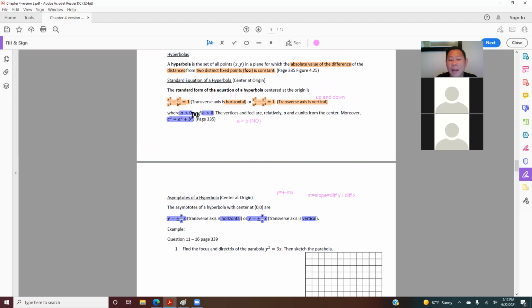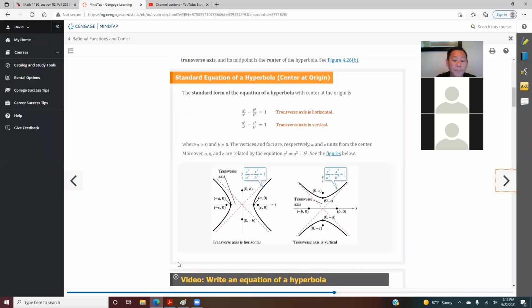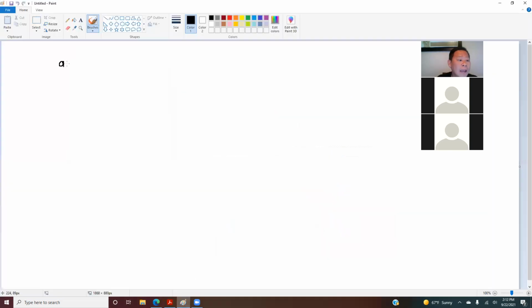Okay, now we talk about b. We talked about a, which is the distance from the center to the vertex. C is the distance from the center to the foci. B in this case is the distance from the center to the maximum of the height. So this b is used to draw your asymptotes. Let's say that your a is 3 and your b is 5. Again, it's not necessary that a has to be greater than b, so it can be this case.